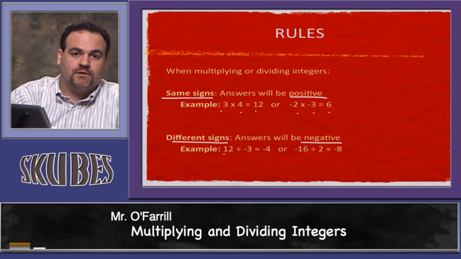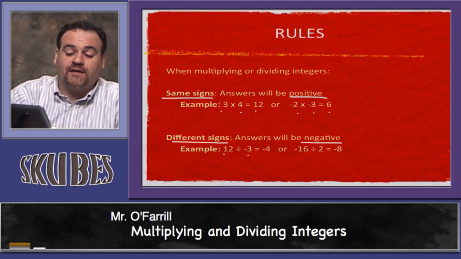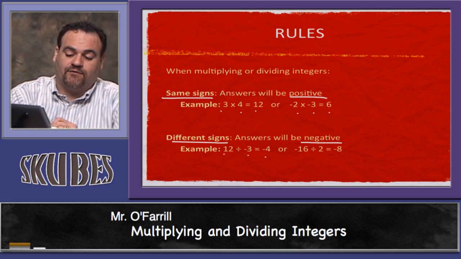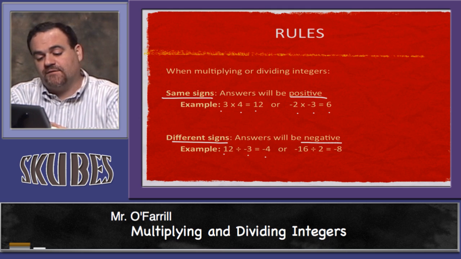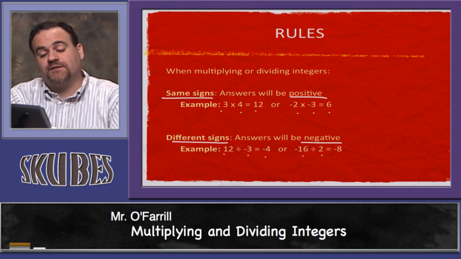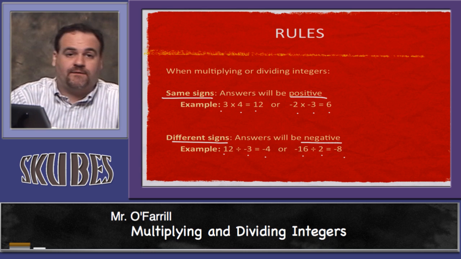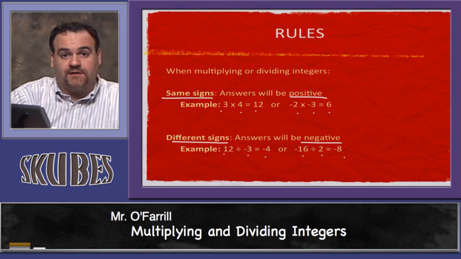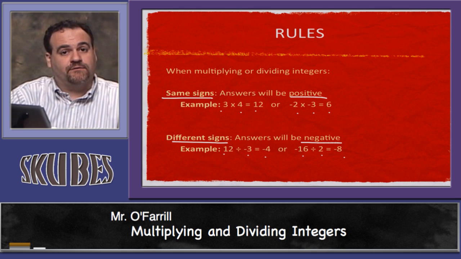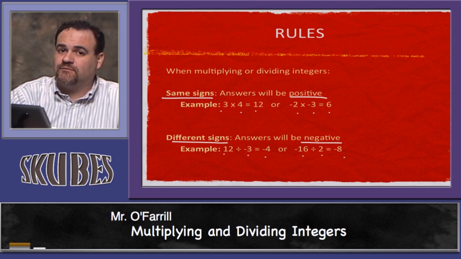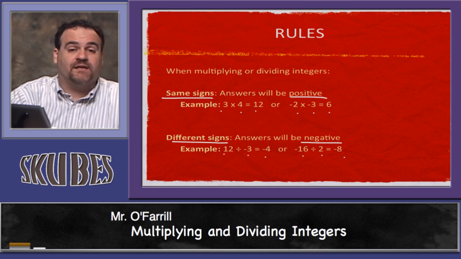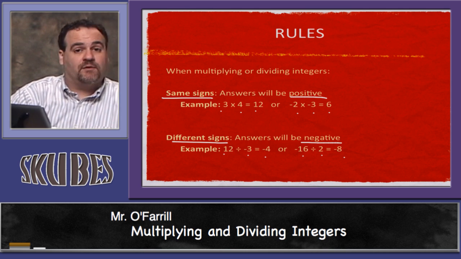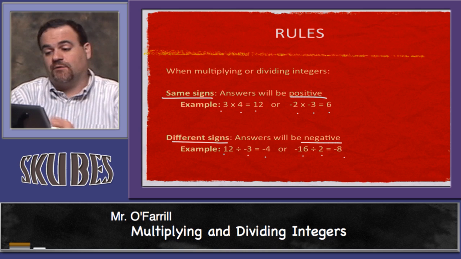But if the signs are different, the answer will be negative. Positive 12 divided by a negative 3 is a negative 4. Negative 6 divided by a positive 2 is a negative 3. So that's the big idea. Signs are the same, positive. Even if they're both negative, if they're the same, positive. Signs are different, and it doesn't matter which one's bigger, the answer is going to be negative.